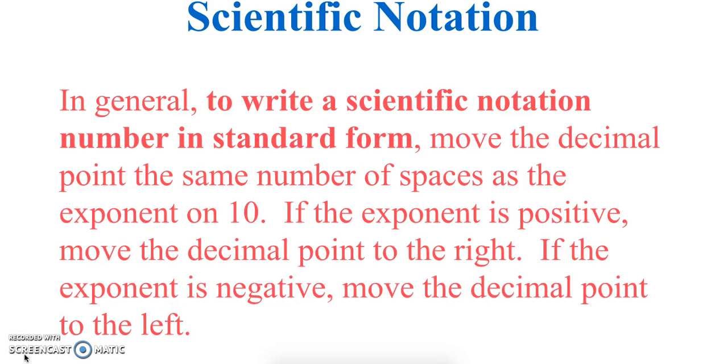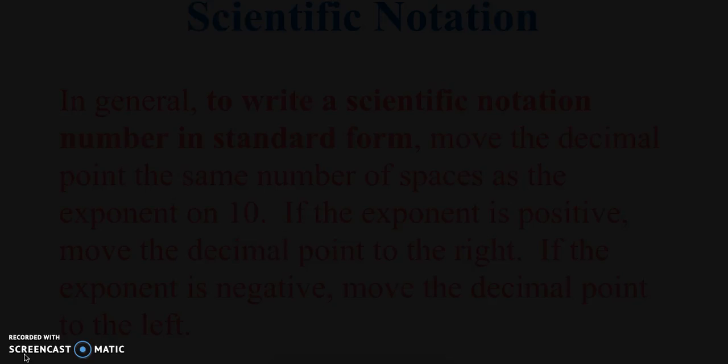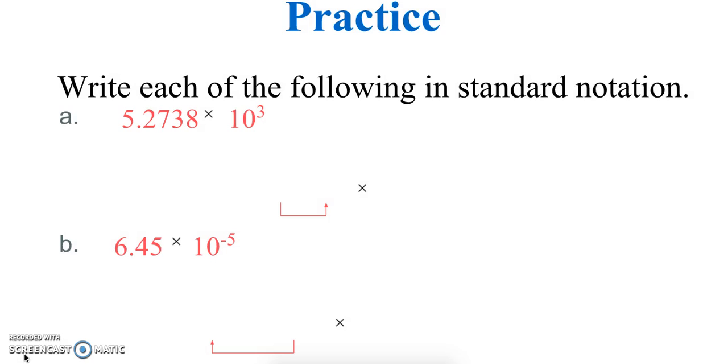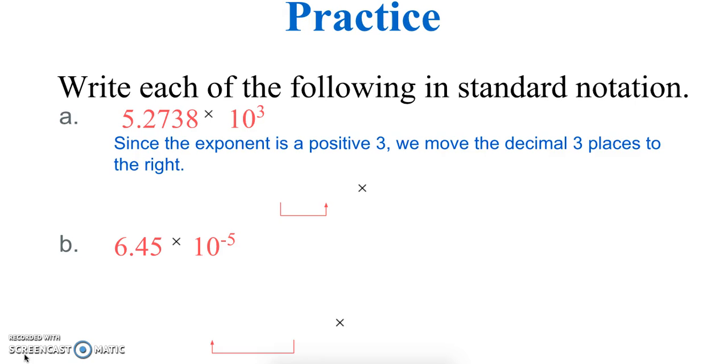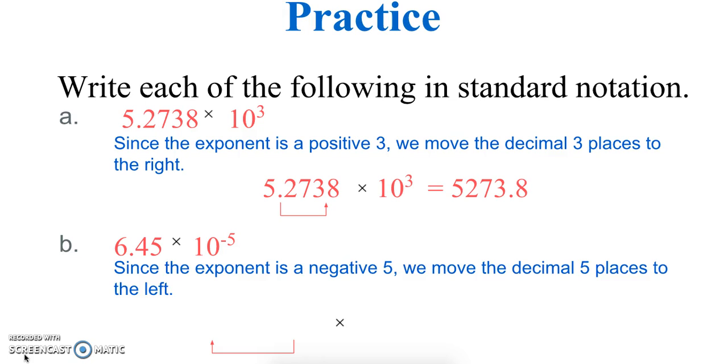Okay, standard form is the same process. So we go from scientific notation to standard form, and it's all counting. So when we have the first one, we have our scientific notation. We have to move the decimal 3 spaces, and the numbers all count. Okay, so we take this information and we know that it's a positive 3, which means I'm moving to the right. I count 3 spaces, and my final answer is 5,273.8.